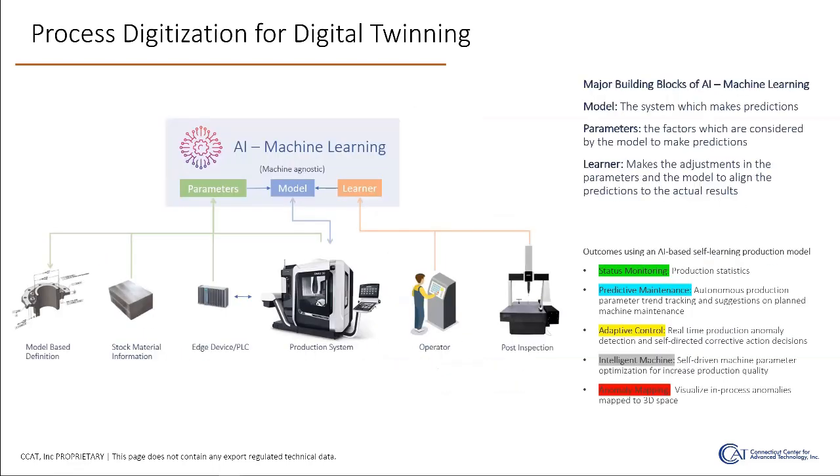So what we want to do is capture, like I said, a digital signal across all the different components of producing a part. If we start with model-based definition, we're already starting off with a digital format. Again, with the stock material, any information you can get, length, width, height, put the values into a system that captures it digitally. Add an edge device to a CNC machine or connect it via OPC UA to some cloud software that can extract data. And then post-inspection, right?